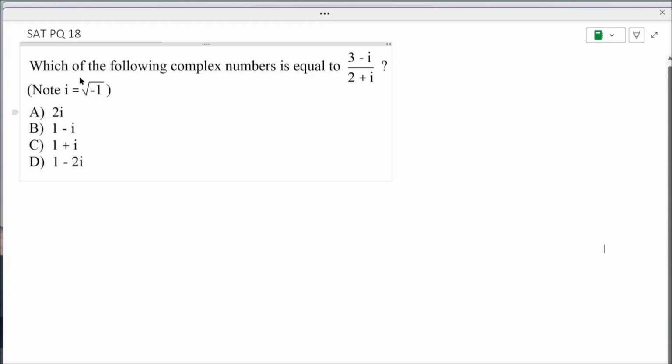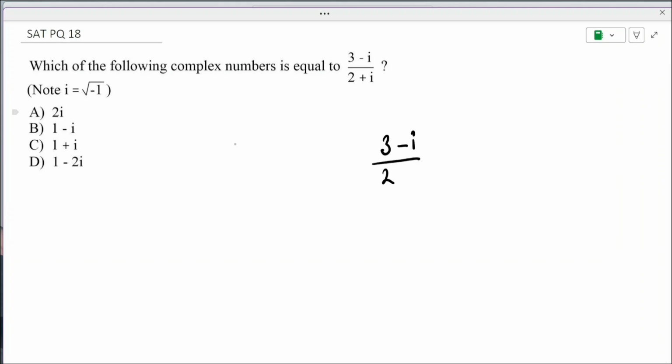Question 18. Which of these following complex numbers is equal to (3 minus i) over (2 plus i)? Note, i equals the square root of -1. This is not really hard. This is division under complex numbers. We have (3 minus i) over (2 plus i).